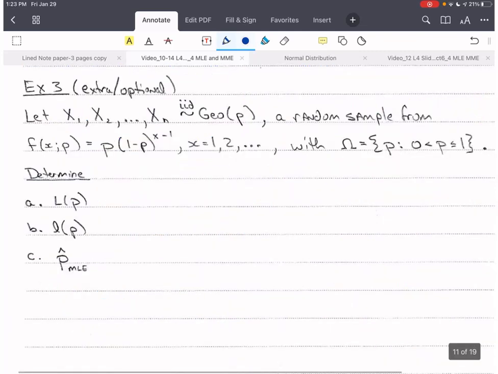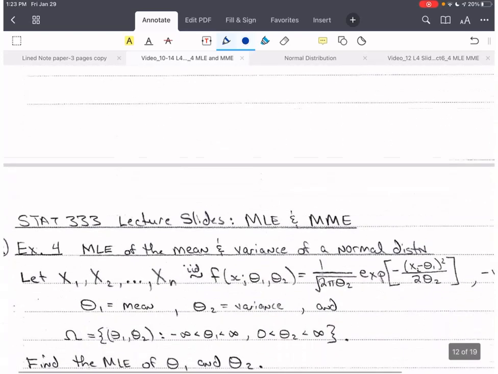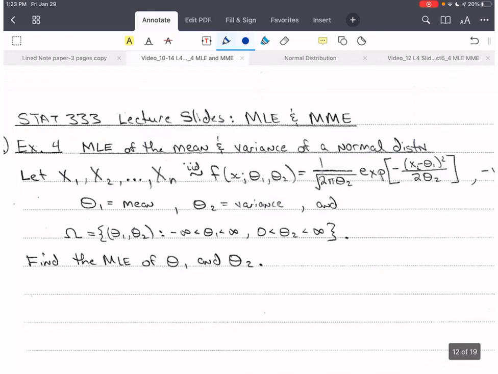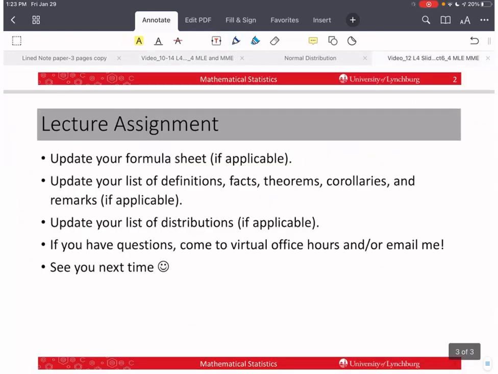Let's pick up here. This is an extra optional example. I will make that a supplemental video, and then we will pick up with example 4 for the normal distribution next time. Update your formula sheet if you need to.